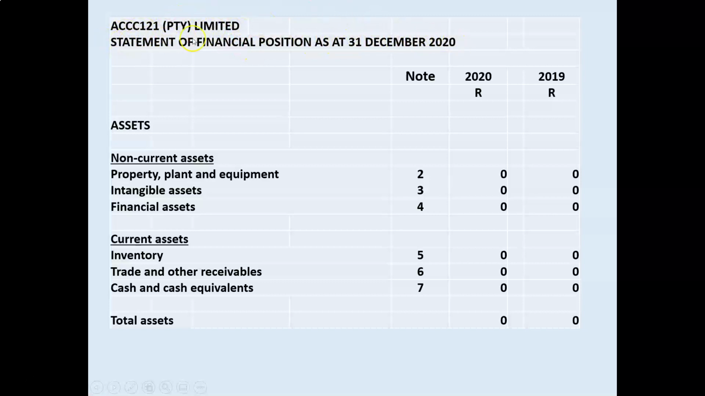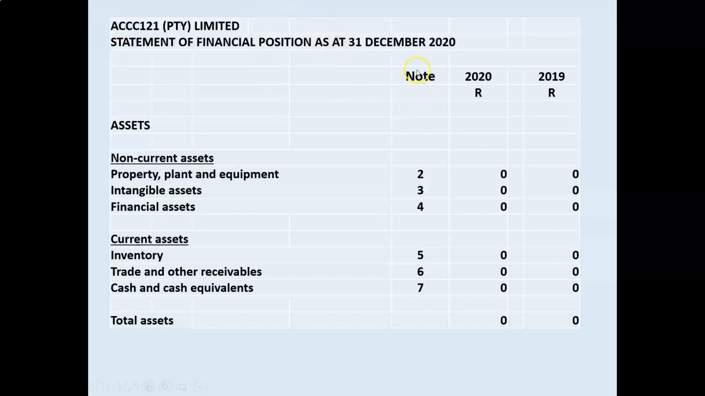If you have written statement of financial position of ACC 121 Pty Limited, no marks. You will see that you are granted marks with IAS 1 and disclosure for the way that you disclose an item. So if you do not disclose it 100% according to the statement, you will not get one single mark. As a matter of fact, I can deduct marks.